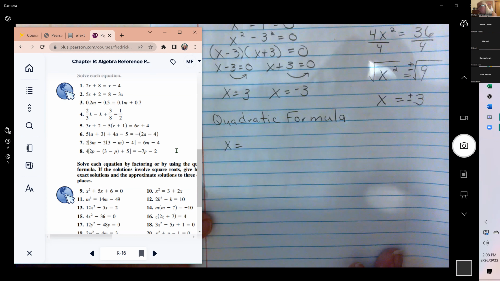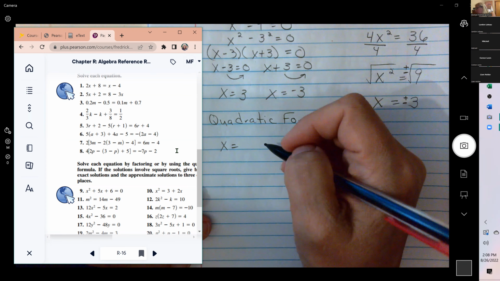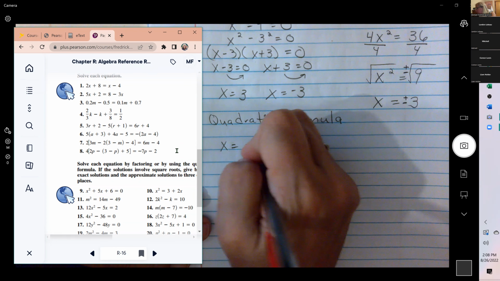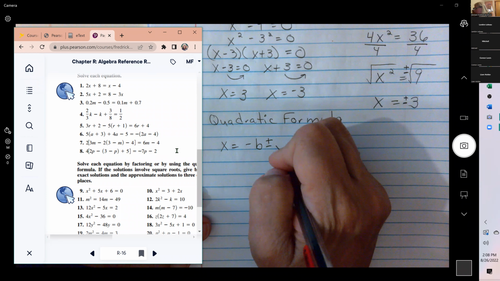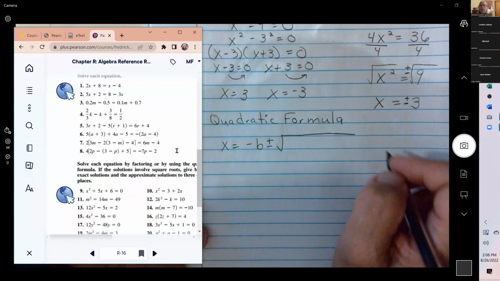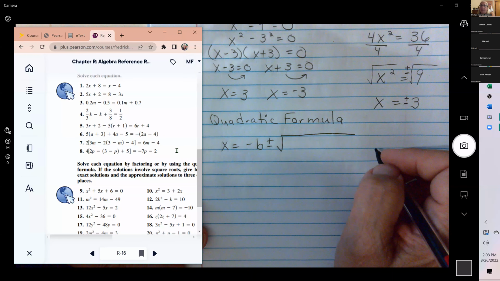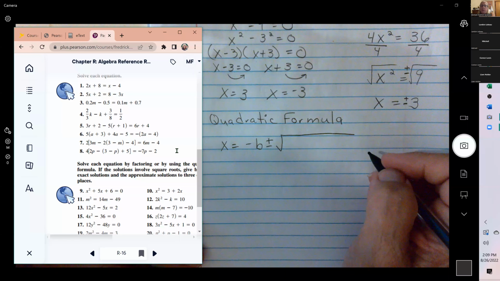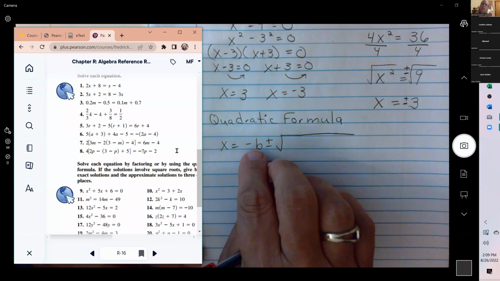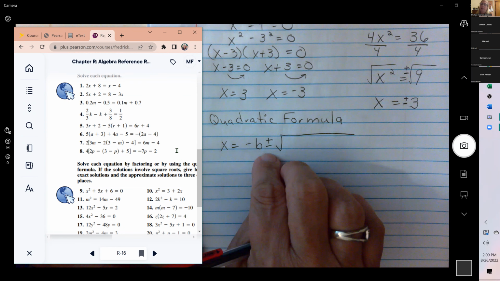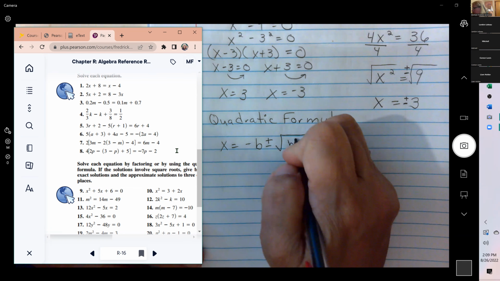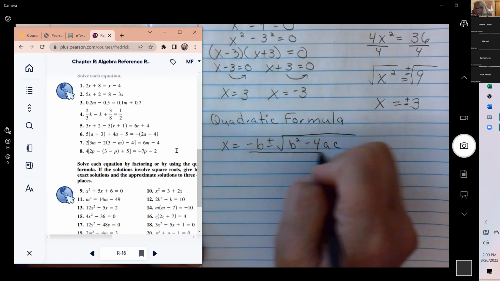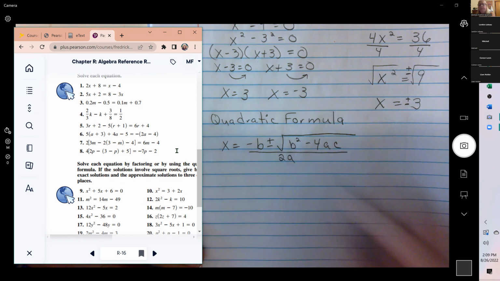If you don't have it memorized, it's something you should memorize. I will let you have a formula sheet though, simply because when you're taking an exam, I can't tell if you have a formula sheet or not. So I might as well allow everyone to use one. So the formula is negative b plus or minus the square root of b squared minus 4ac all over 2a.